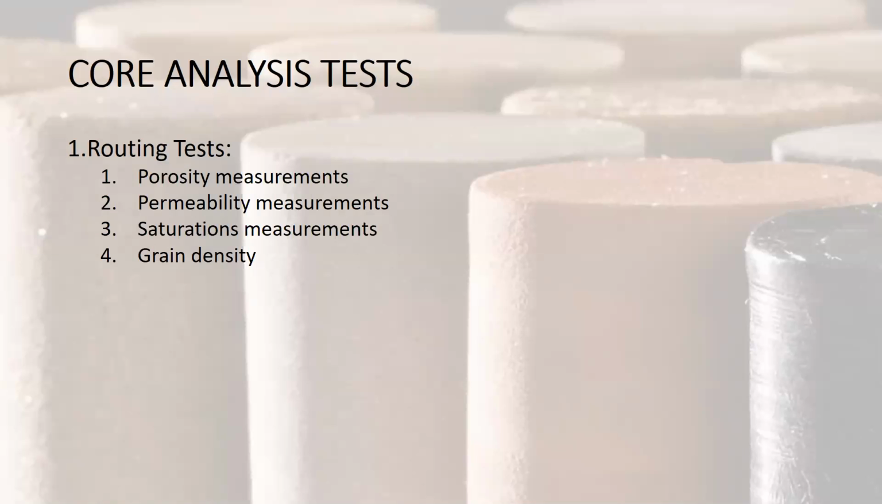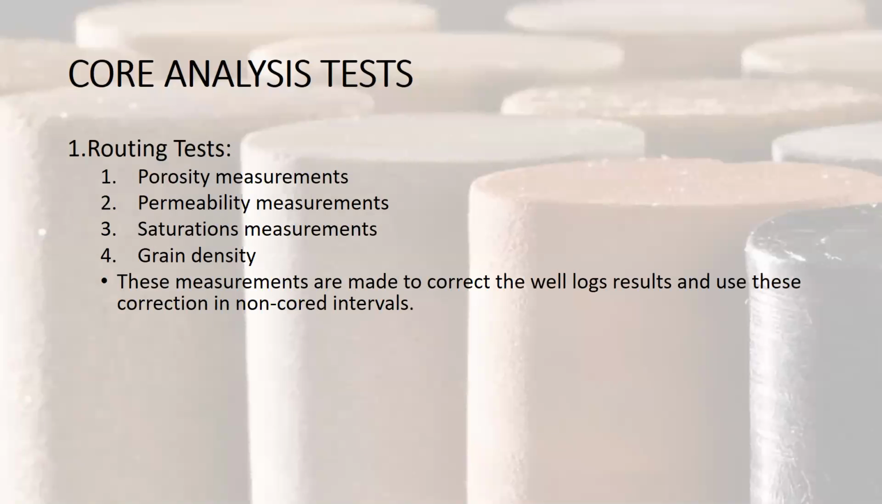For the routine tests, we have four main measurements. We have the porosity measurements, we have the permeability measurements, we have the saturation, and mainly the water saturation to correlate to the recorded well logs in the well. We have also the measurement for the grain density. These measurements are essentially made to correct the well logs results and correlate the well logs from the cored interval, and then take this correlation to be used into the non-cored intervals in other wells.